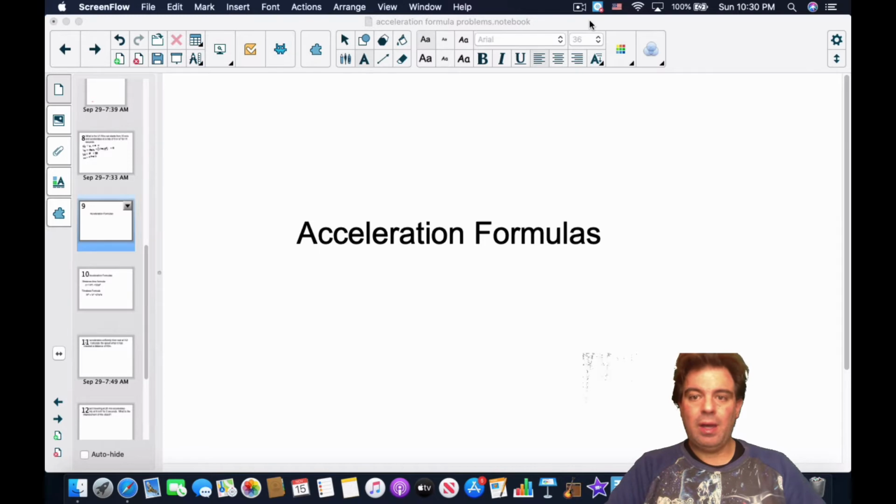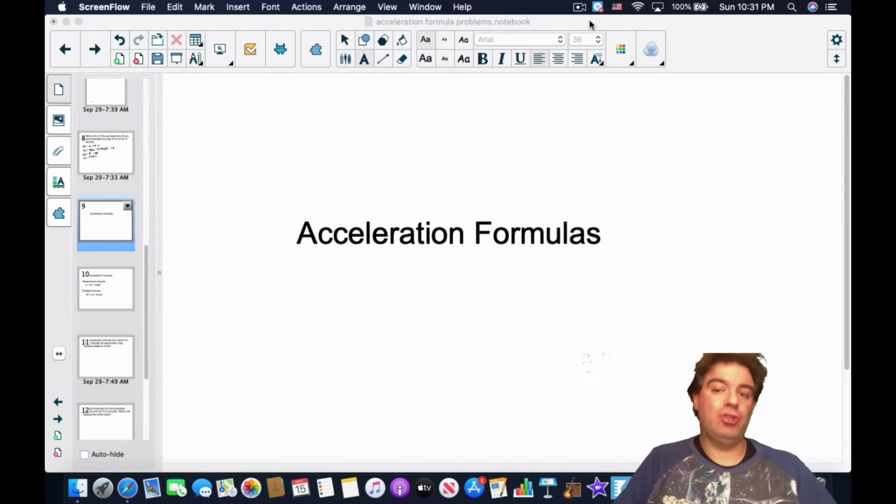Today we're going to be looking at acceleration formulas. When an object accelerates, there are only two formulas that will basically apply to it, with the exception, of course, of the formula for acceleration itself. So what are these two formulas?